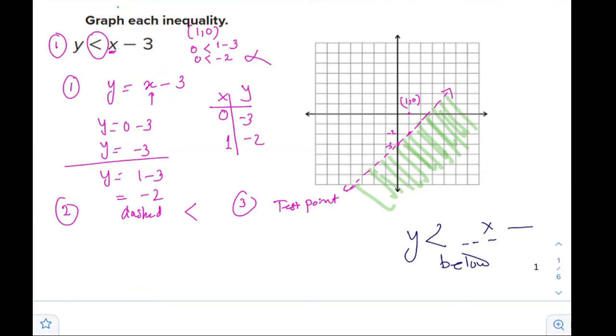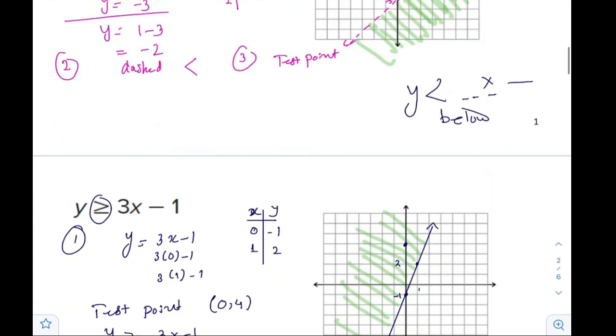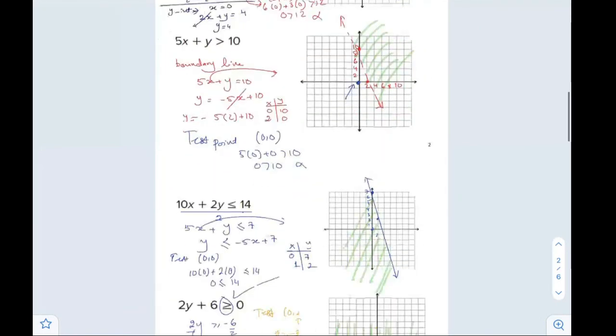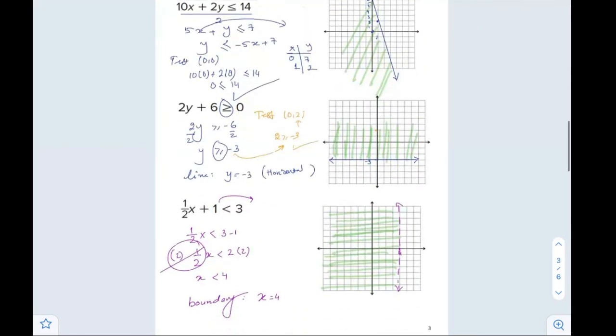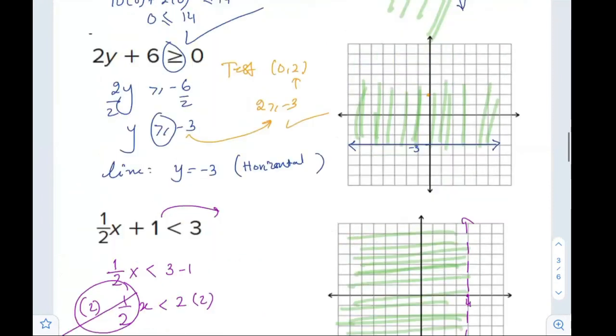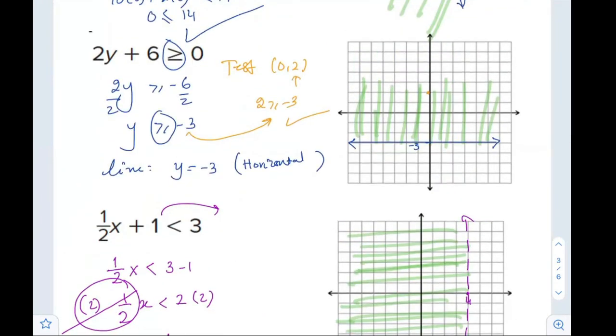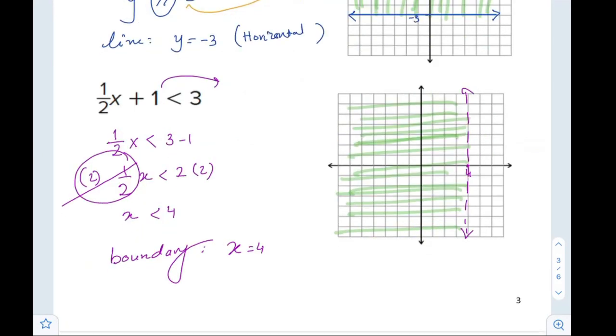Third, to identify the shaded region, take a test point. Use any test point. If it gives you the correct answer, then shade that region including this point. If not, then shade the other region. And this will be how to graph any inequality with two variables. If it is one variable, then it's either a horizontal line or a vertical line. So the shading will be above or below if it is a horizontal line, and to the right or to the left if it is a vertical line.